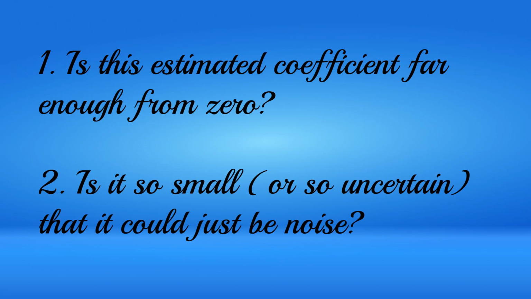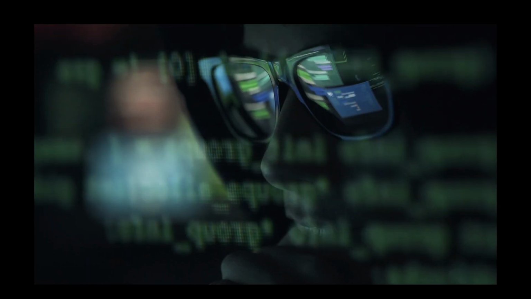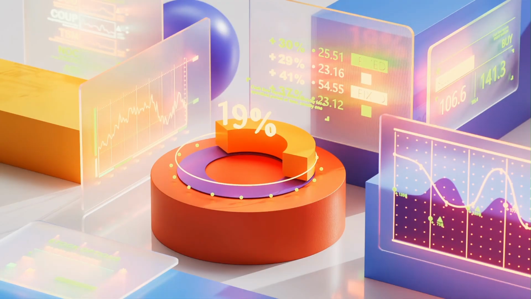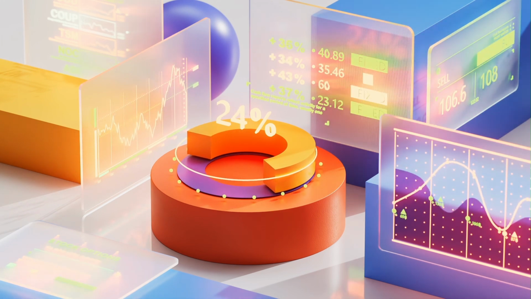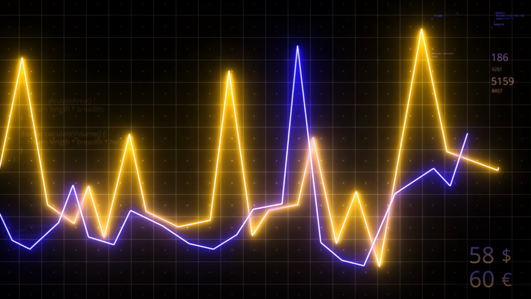We are asking, is this estimated coefficient far enough from 0 that we can believe it is real? Or is it so small or so uncertain that it could just be noise? So the big question is, how do we gather that evidence to challenge the null hypothesis? We need some kind of test, right? Something that tells us if the effect we measured is big enough to be real, or if it could have just been by chance. And that is exactly why we perform a t-test.